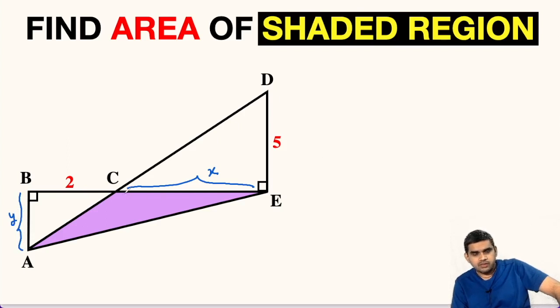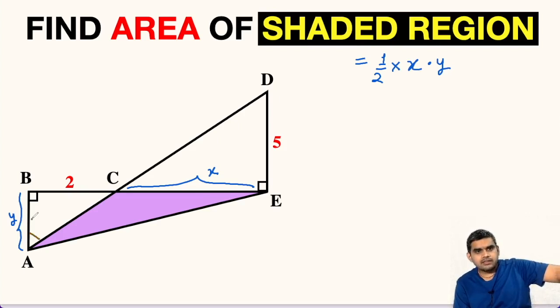So if we focus on triangle ACE, that is the shaded region, then its area can be written as half times the base, that means X, times the altitude, that is Y. Now our focus must be to find the value of X and Y. For that, let us focus on triangles ABC and CDE.